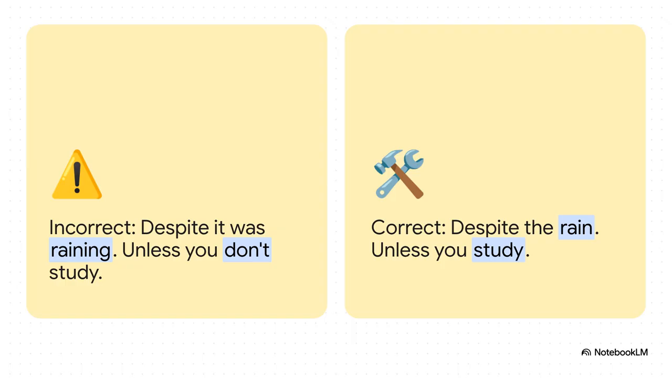Despite is a fantastic contrast word, but it cannot be followed directly by a full subject-verb clause. Using despite it was raining will cause your sentence to instantly collapse. It has to be a noun phrase, like despite the rain. Also, the word unless already carries a negative meaning built right into it. So never ever pair it with another negative, like don't, or you create a really confusing double negative. Unless you study, you will fail is a perfectly sturdy structure.